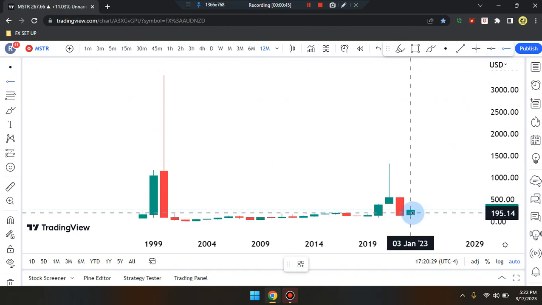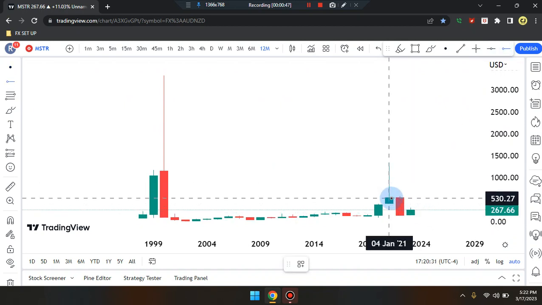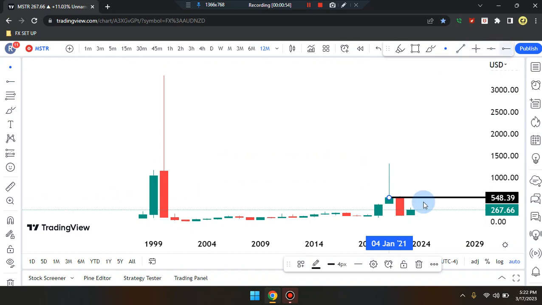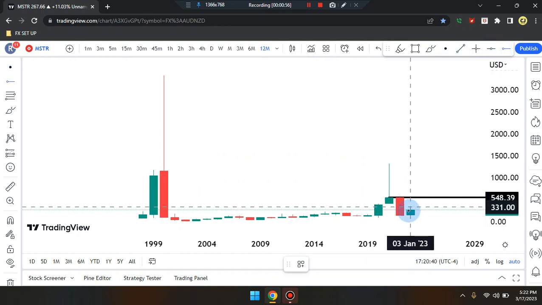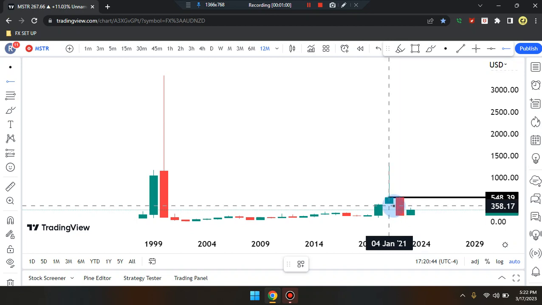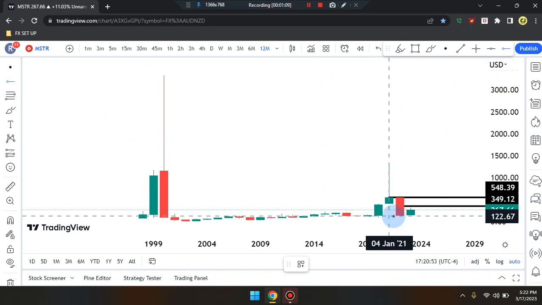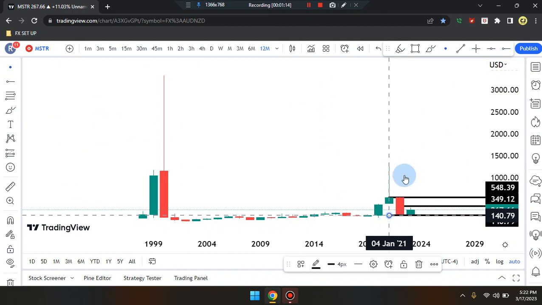So the price is pushed up further. It can head up to the high of the second last candle body, which would be near the numbers of 548.39. Before tagging that area, it can tag the midpoint, which would be maybe a little bit above the price action wick, near the numbers of 349.12. And if the price decides to reverse, it can head back to the bottom of that second last candle where it came from when that candle grew, near the numbers of 140.79.